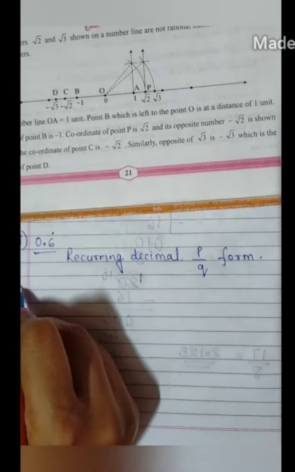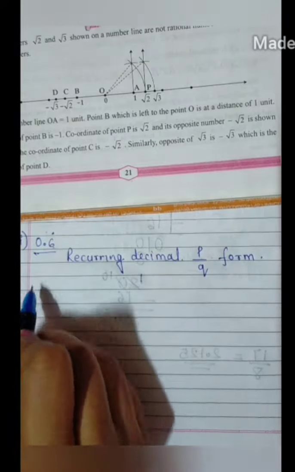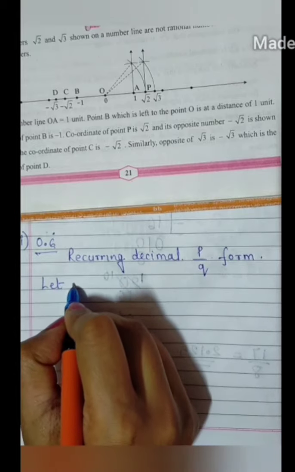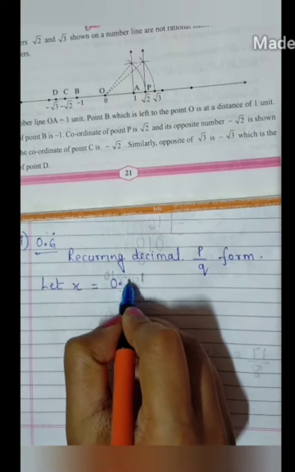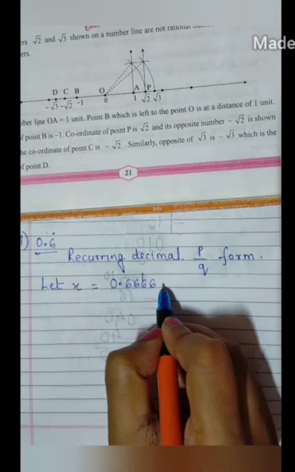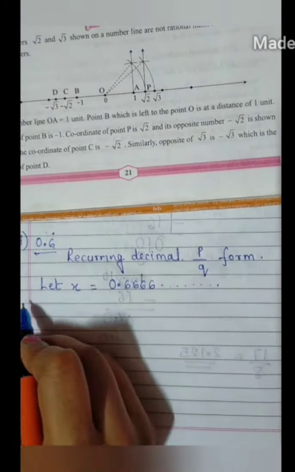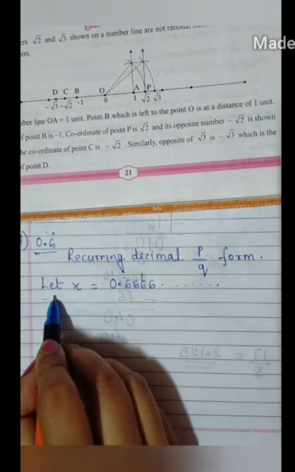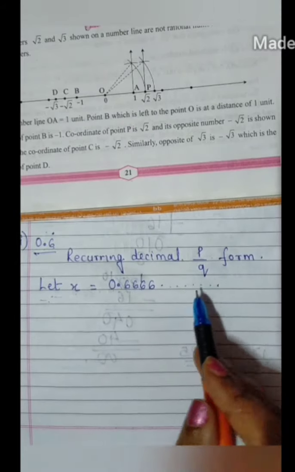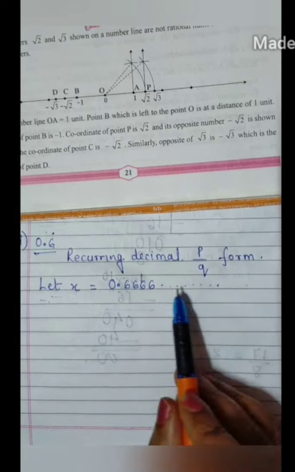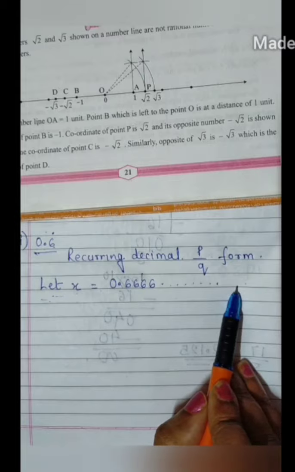So what is the first question? The first question is 0.6 recurring. So this is a recurring number. So let x is equal to 0.6666, and so on. Okay, now as you can see, we have taken x as 0.66666666. It's never going to end. It goes on repeating. The number goes on repeating. Got it?